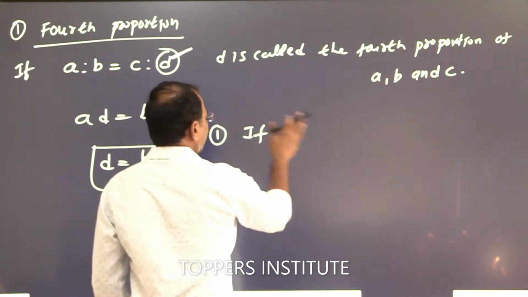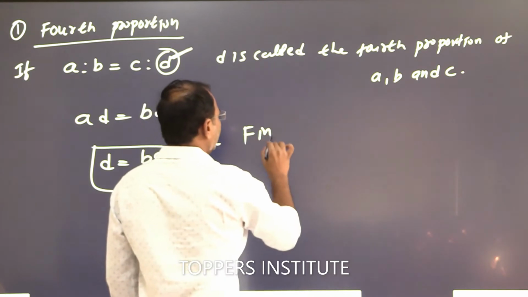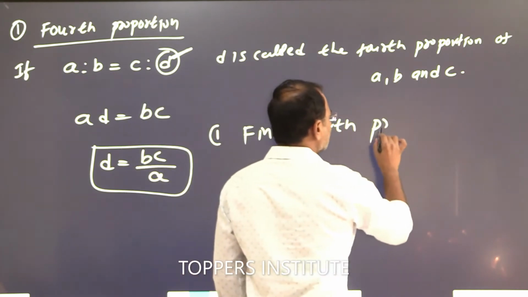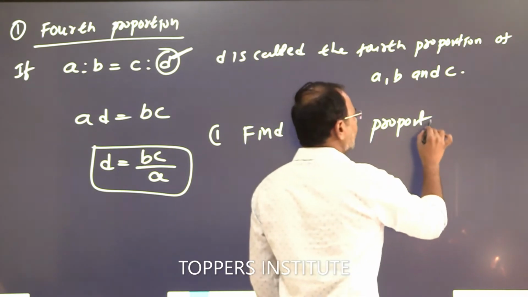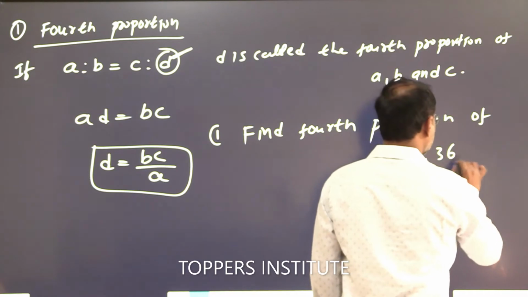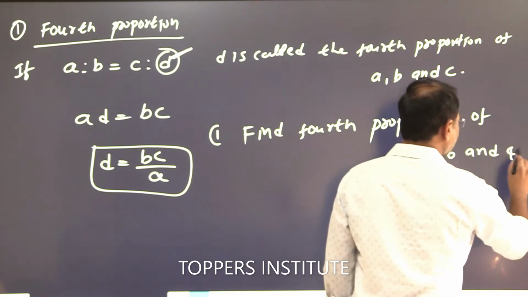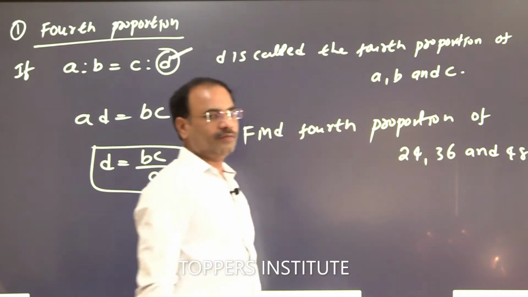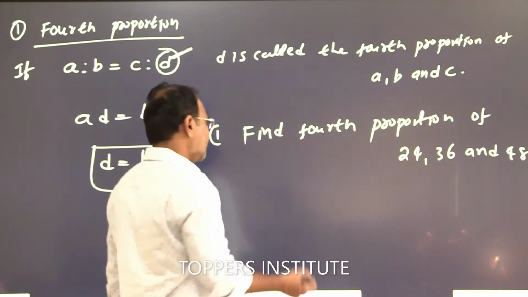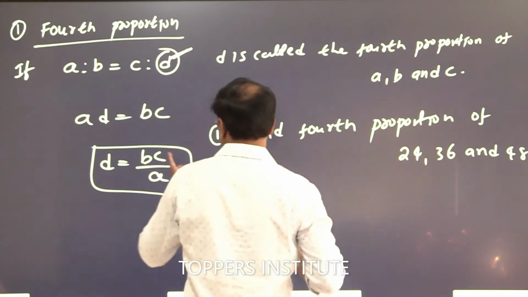ఇలా దీంట్లో క్వశ్చన్ ఎలా అడుగుతారంటే, ఇలా అడుగుతారు సింపుల్గా, find fourth proportion of 24, 36 and 48. Three terms ఇస్తాడు మీకు, త్రీ టర్మ్స్ ఇచ్చి దెన్ ఫైండ్ ఫోర్త్ ప్రపోర్షన్ ఆఫ్ 24, 36 and 48 అంటాడు. సో వాట్ ఈస్ ఫోర్త్ ప్రపోర్షన్ ఆఫ్ ఏబిసి? దట్ ఈస్ బీసీ బై ఏ.